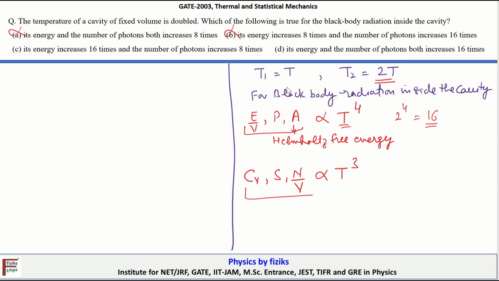But what about C? Its energy increases 16 times. Yes, energy is increasing 16 times, and the number of photons increases 8 times. Yes, the number of photons increases 8 times, a factor of 2 power 3, that is 8. So C is the correct option here. And what about D? Its energy and number of photons increase 16 times. No, that's wrong. So only option C is the correct one here.